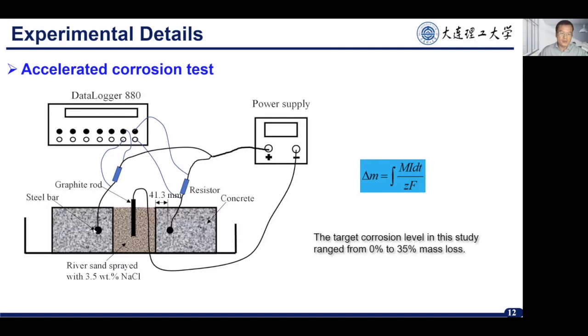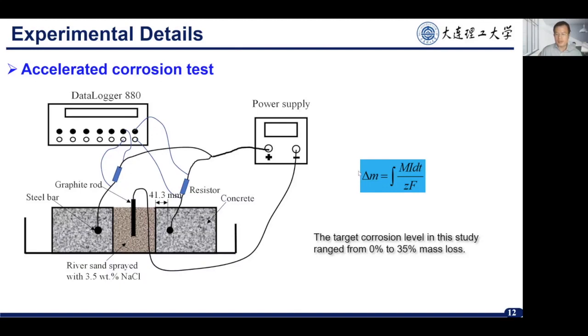So the steel rebar was connected with the positive end of an external power supply, while the other end was connected with a graphite rod, which was inserted in a rebar side. To establish a corrosive environment, we sprayed 3.5% salt water periodically to keep the rebar side moist. And we can see here, to monitor the electrical current flowing in this circuit, we use a data logging system to record the electrical current.